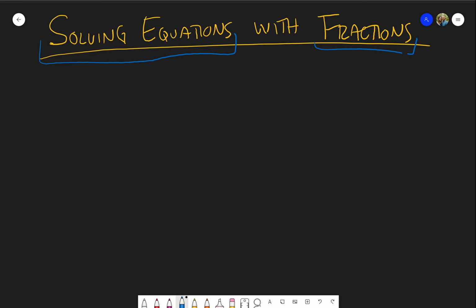First, let's solve equations. When we solve equations, we want to do what? We want to get the variable by itself. And we do that by doing the opposite of the problem. Do the opposite of the problem here in order to get the variable by itself.